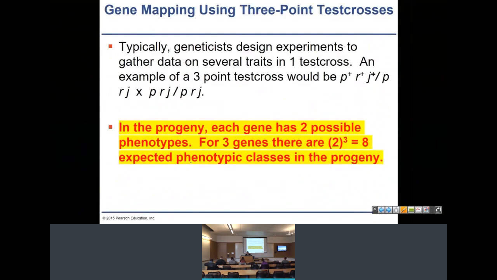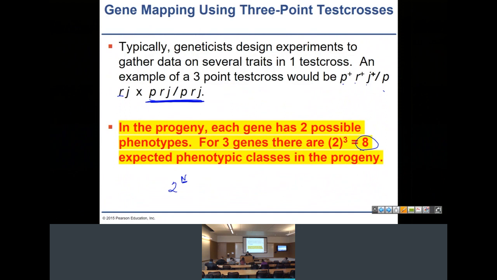It's stupid. But anyway, when you're crossing these genes, in this example, it's not A, B, and C. It's P, R, and J. When you're crossing them, here's the homozygous recessive, and then plus, plus, plus, P, J, R is the heterozygote. When you have 3 genes, it's 2 to the n, where n is the number of genes you're looking at. So there will be 8 phenotypic classes expected. Right? So you know that there's going to be 8 phenotypic classes.